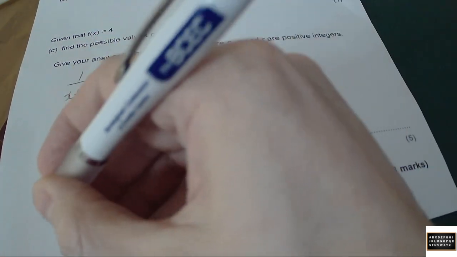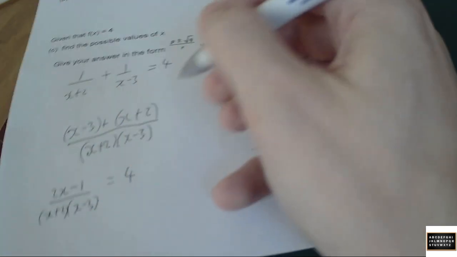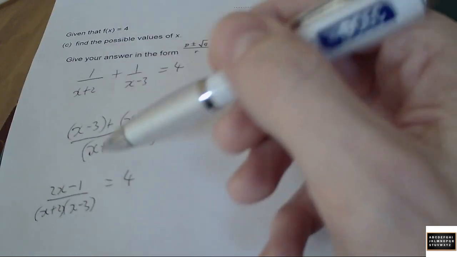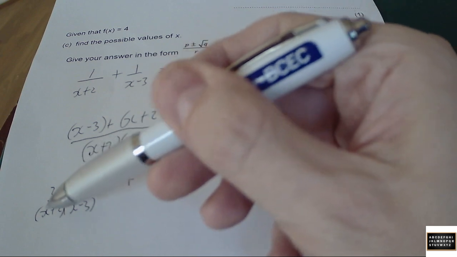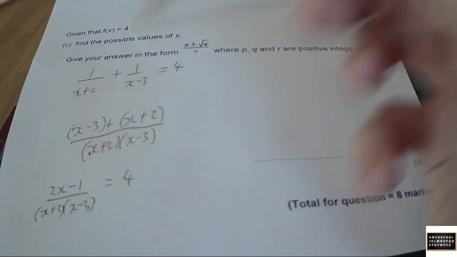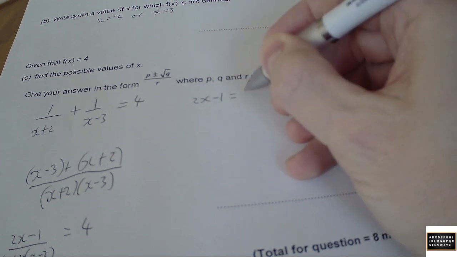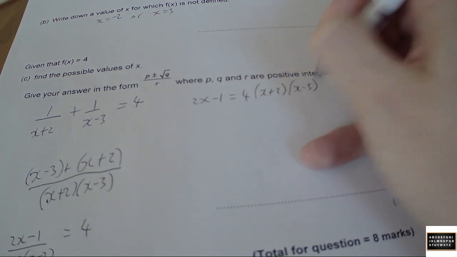And then on the bottom, I'm going to leave this as two unmultiplied out brackets for now. That's equal to 4, of course, from up here. Now, once I've got this bit, I'm going to multiply everything on the right-hand side, the 4, by what's in the bottom here, the x plus 2, x minus 3. So I've got 2x minus 1 equals 4 lots of x plus 2, x minus 3.